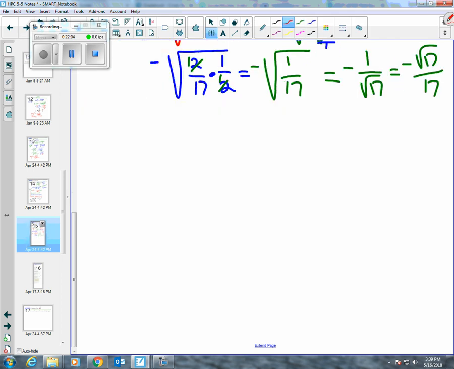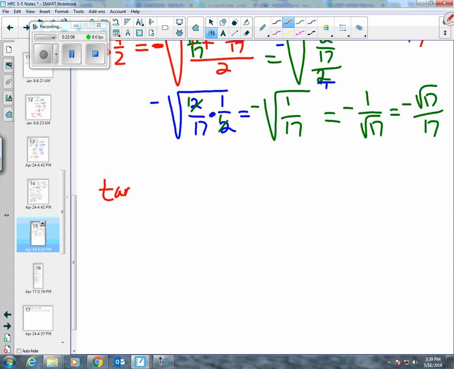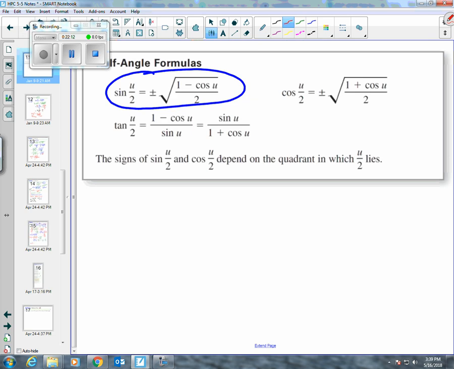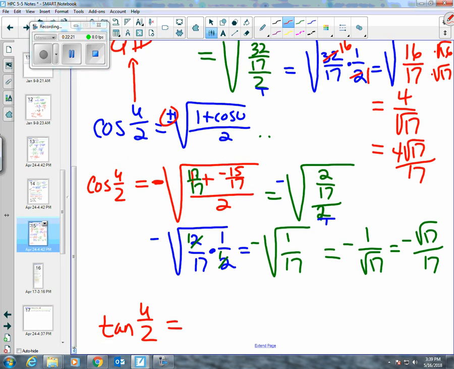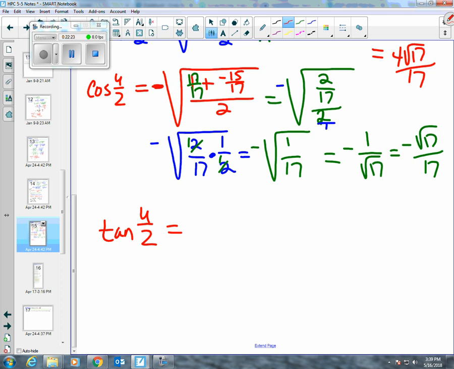All right, let's try tangent. So tangent of u over 2. Remember, you have your two options for your equations. And again, my personal preference, depending on what I'm trying to do, I often like the first one, and especially in this situation where there's no radicals, I probably would just do that. So I think I'm going to use the first one. Feel free to use either one, though. It doesn't make any difference at all.